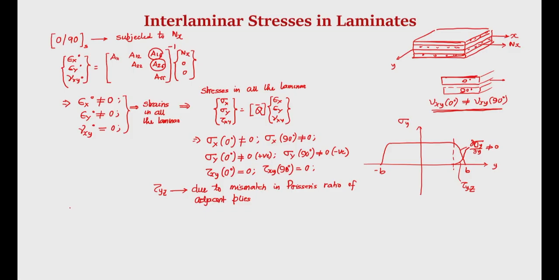We also understood physically what are the reasons. Tau xz is because of the mismatch in the shear extension coupling coefficient, and tau yz is because of the mismatch of the Poisson's ratio. And similarly, because these exist, therefore, del tau yz exists, that leads to existence of sigma z. So, sigma z is also due to mismatch in Poisson's ratio of adjacent plies.